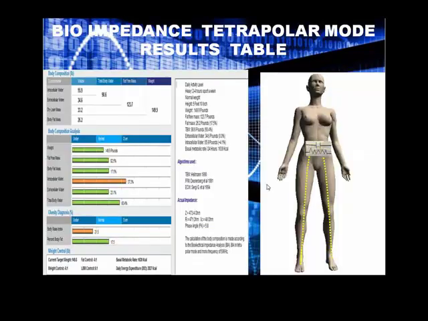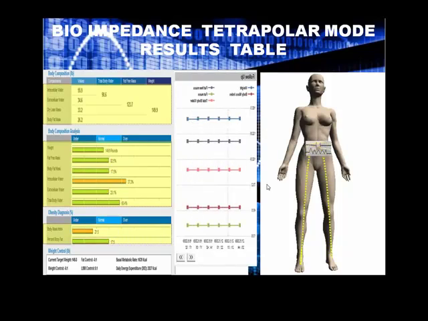The BIA results are displayed in three parts: general distribution, body composition analysis, and the obesity evaluation. The body composition analysis includes the fat-free mass, the fat mass, the total body water, the extracellular water and the intracellular water.